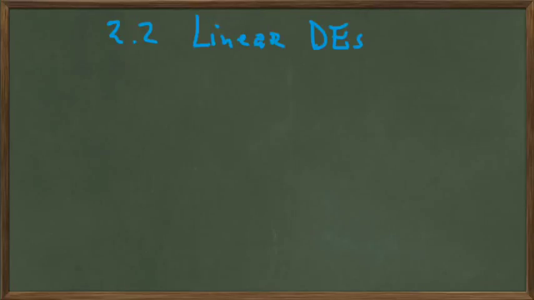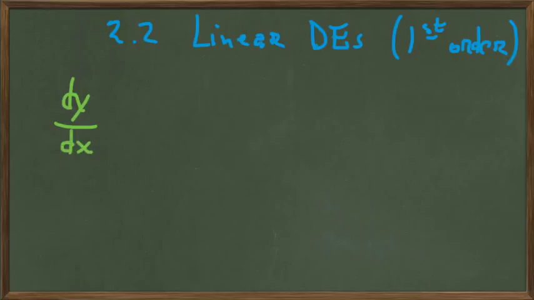In this second video for Chapter 2, we're going to look at another type of first-order differential equation, called a linear differential equation. We looked at these in the first section. They are first-order differential equations that can be written in this form: dy/dx plus p(x)y equals q(x).